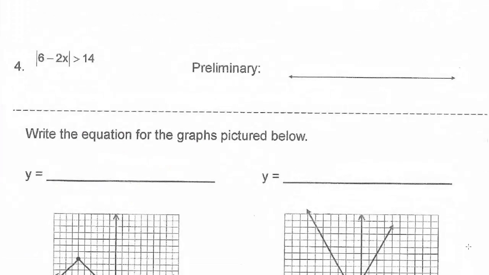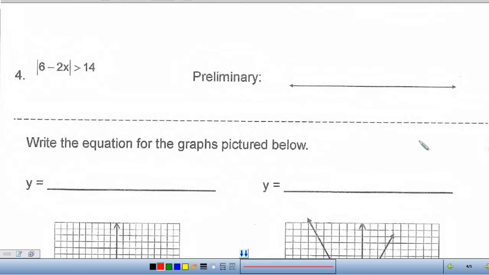Let's look at number 4. Number 4 has a greater than sign. That means it's going away from 0. I still have two solutions. One is set up with -14. The other solution, or the other equation, is set up with +14. Only this time we're going away.